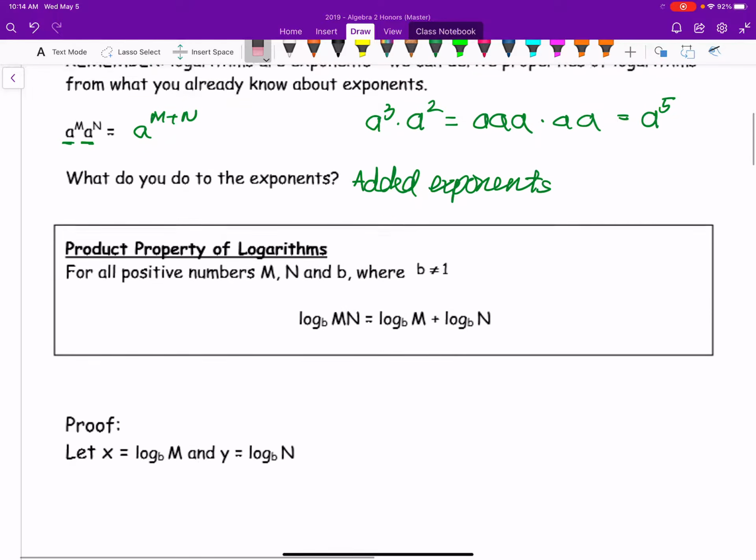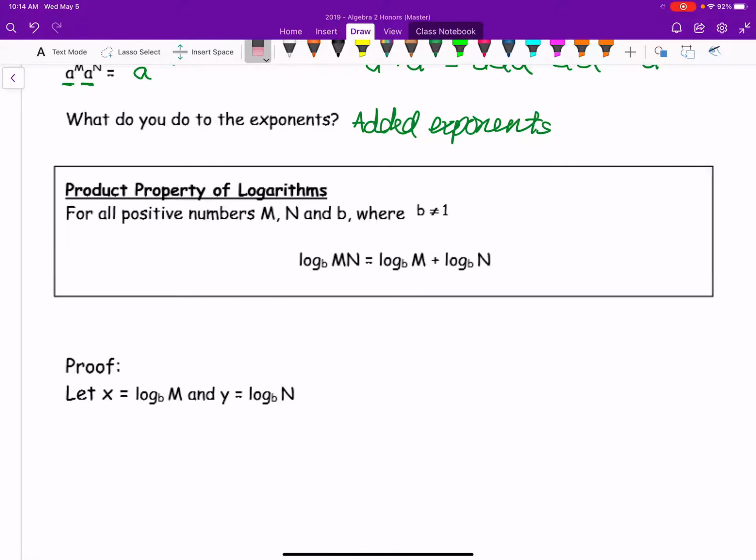Now that doesn't seem very obvious, and I understand why that could be completely confusing, but we're going to actually prove this. The way to prove this is that we're going to let x equal log base b of m and y equal log base b of n. So in other words, this is x and this is going to be y based on our proof here. Step number 1, convert to exponential form.